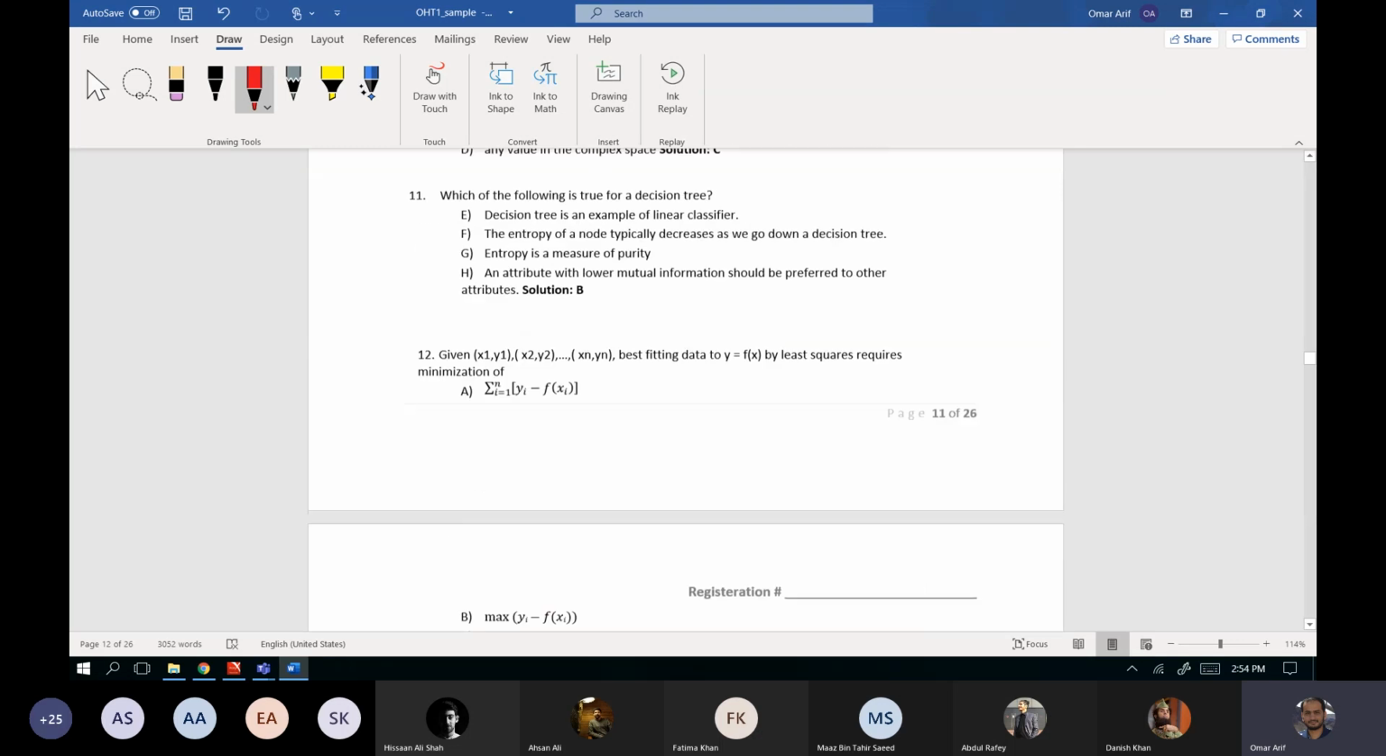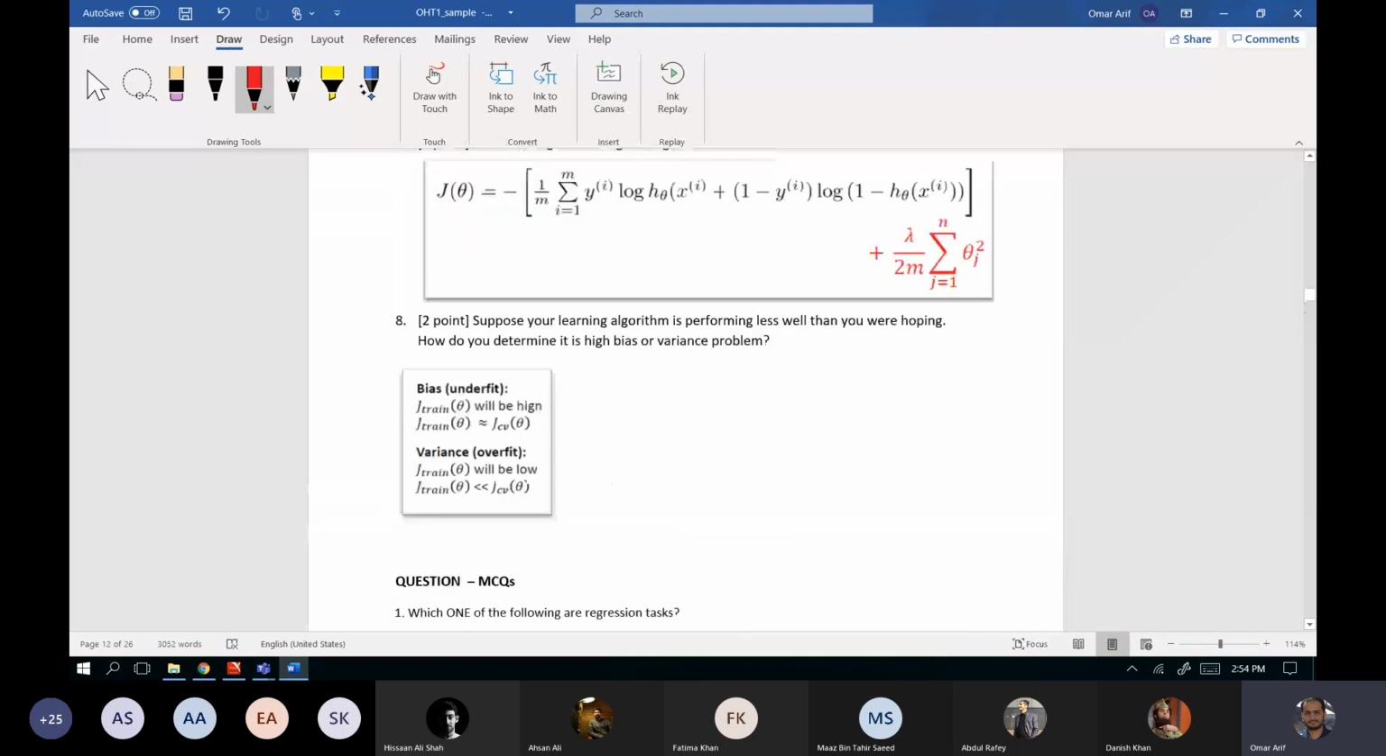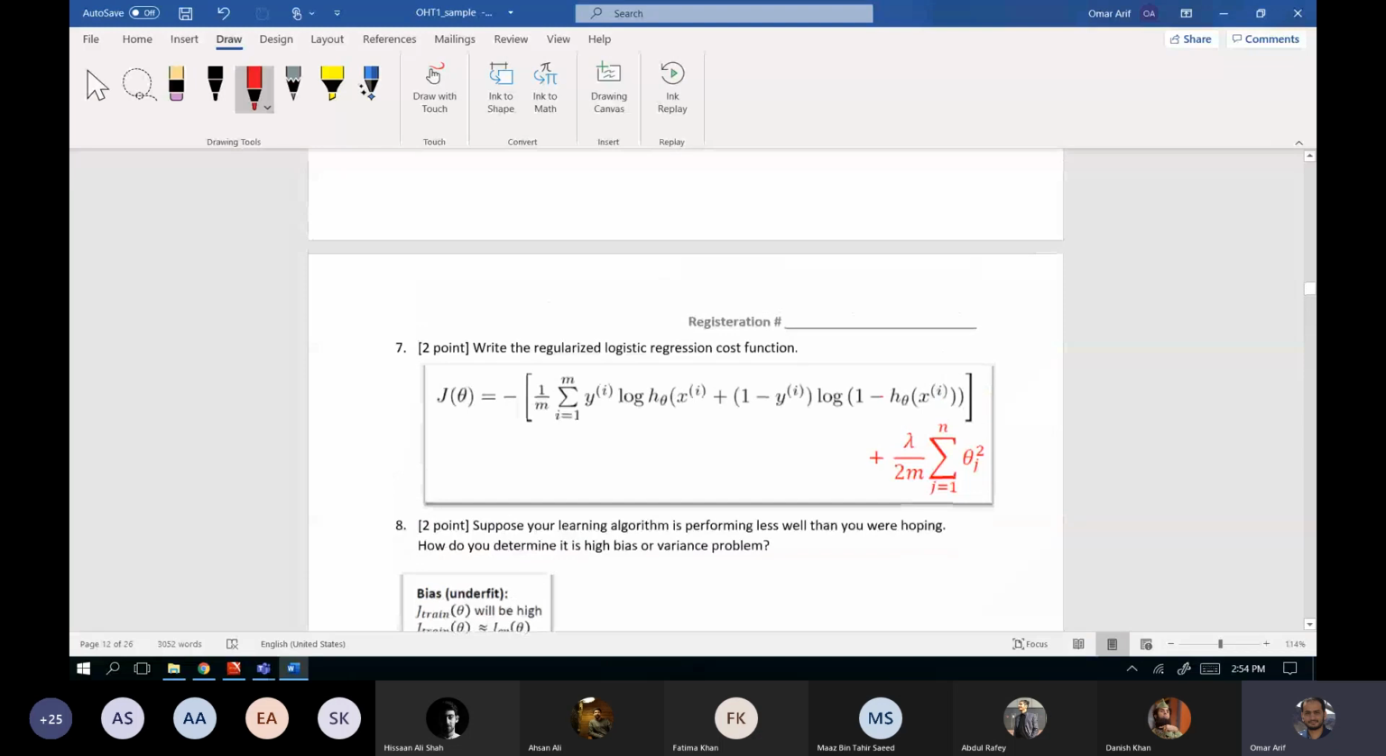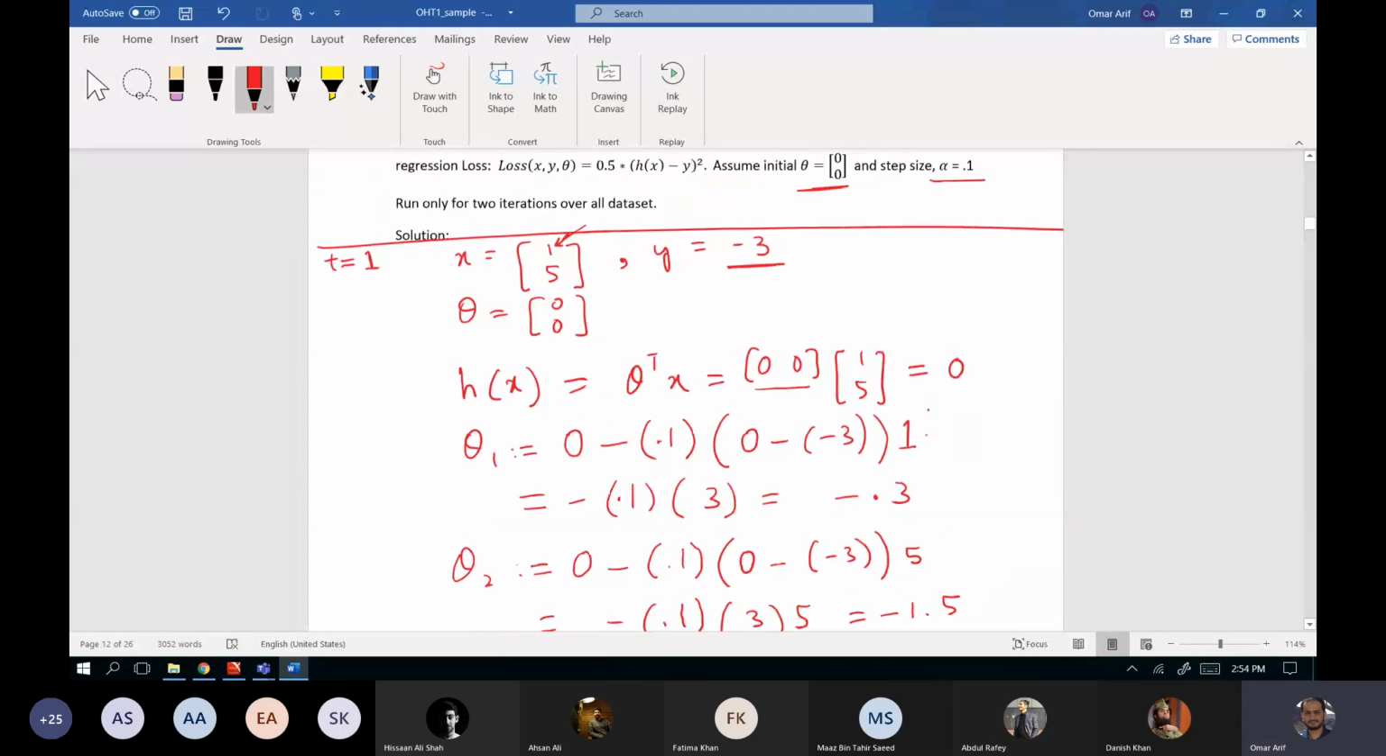Any question before we take a break, from this example that we did here? Okay, so we take a break and then we come back.